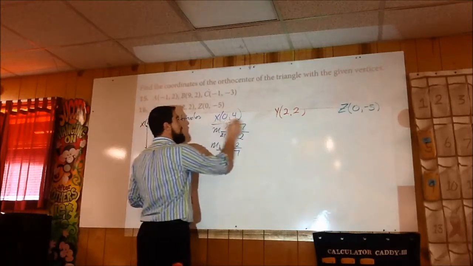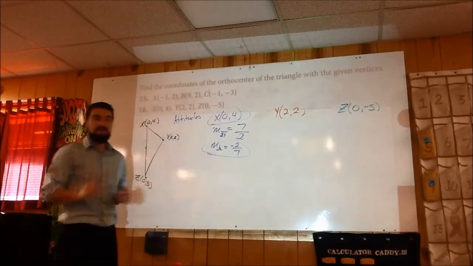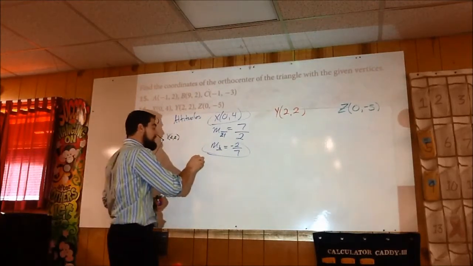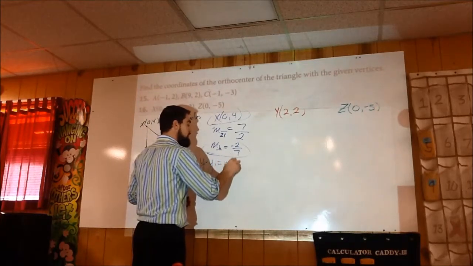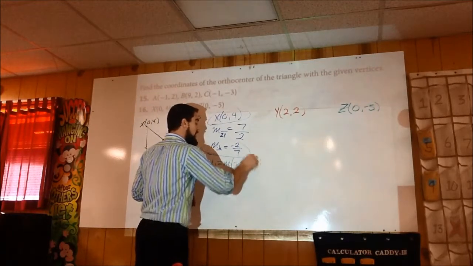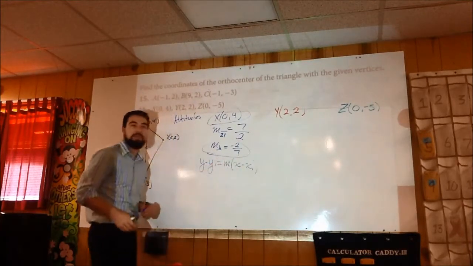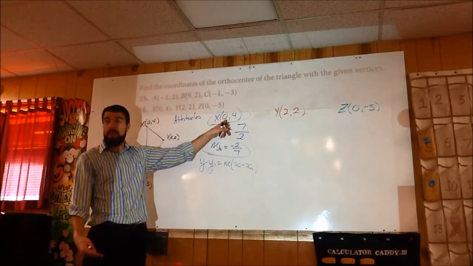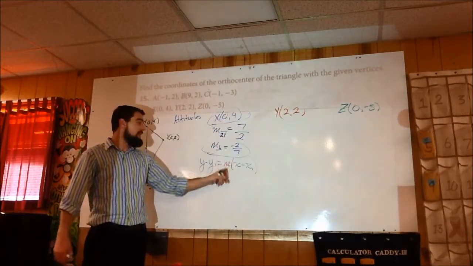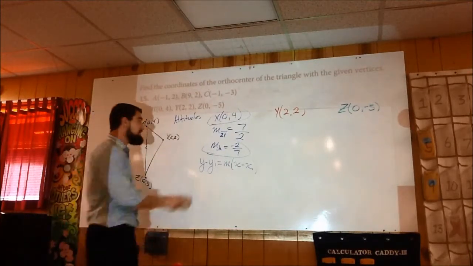Once you have a point that this line goes through and the slope of this line, that's all the information you need. You plug this information into your point slope formula, which is y minus y1 equals m times the quantity x minus x1, where x1 and y1 are the coordinates of the point that this line has to go through, and m being your slope. Well, you have that information, so just plug it in and simplify.